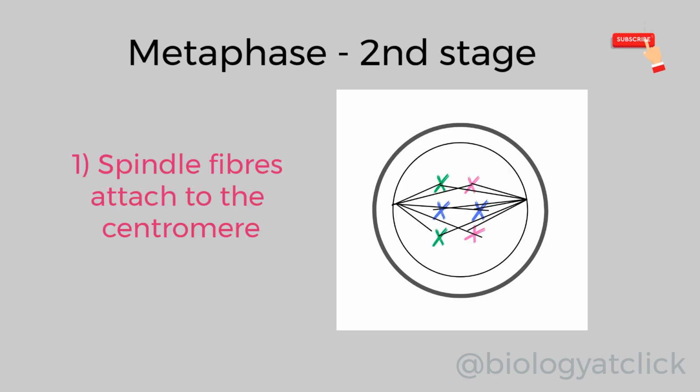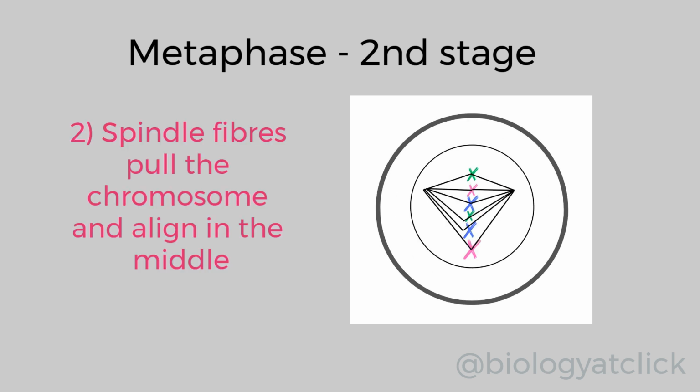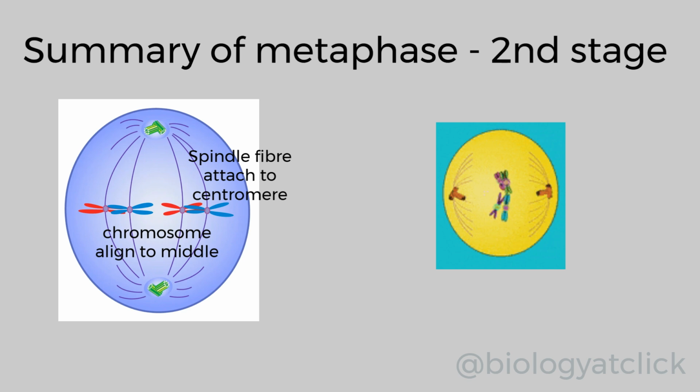Let's move on to metaphase, the second stage of the mitotic division. Key events of metaphase are: 1. Spindle fibers that were formed during prophase attach themselves to the centromere of the chromosomes. 2. Spindle fibers pull the chromosomes to the cell's equator, the middle line of the cell. In summary, spindle fibers attach to the centromere and all chromosomes line up in the middle of the cell. This is the remarkable feature of metaphase.